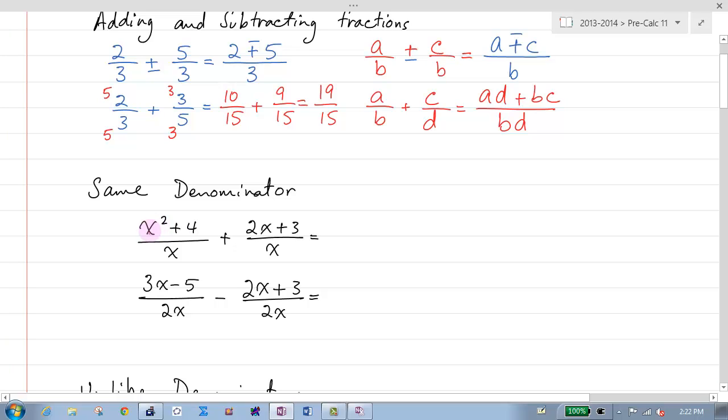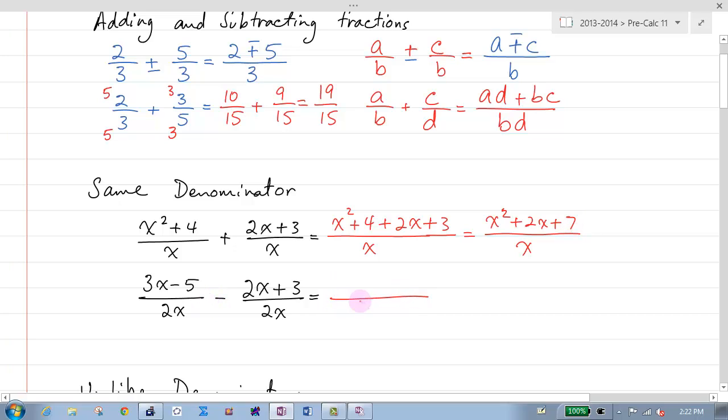So I have these two rational expressions, x squared plus 4 over x plus 2x plus 3 over x. These have the same denominator, so I'm going to use that first rule. I'm going to use one fraction with the same denominator, and all I'm going to do is add the two numerators: x squared plus 4 plus 2x plus 3. Once I've done that, I'm going to simplify it. This becomes x squared plus 2x plus 7, over x, and that's done.